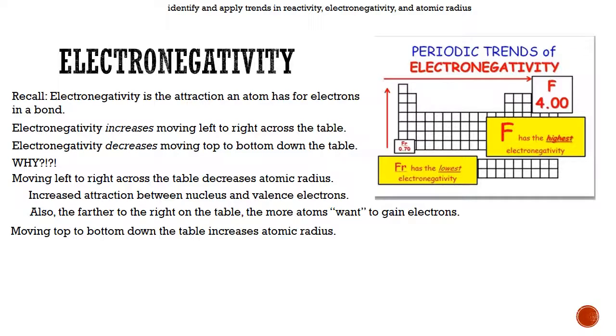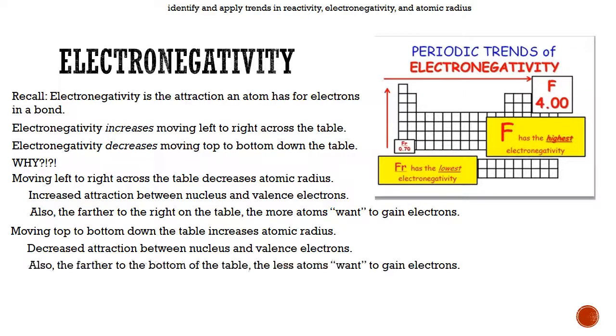So what about moving top to bottom there? Why does the electronegativity go down? Well, do recall that as we go down the table, our atomic radius, the size of the atoms, gets larger. And so using the same reasoning that we did before, we know that this should decrease the attraction between the nucleus and valence electrons. And also, as we go down the table, those atoms want to gain electrons even less.